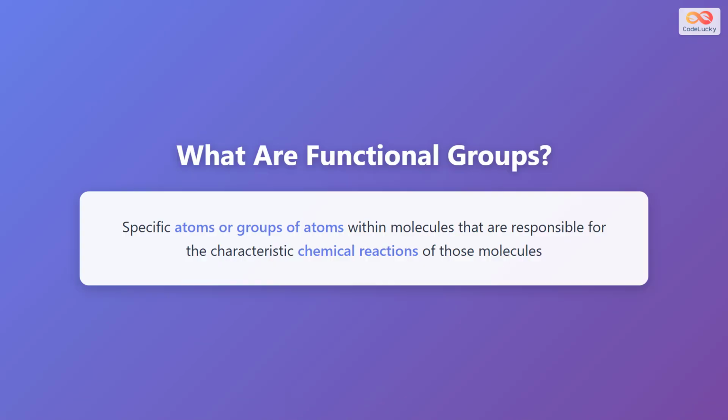A functional group is a specific atom or group of atoms within a molecule that is responsible for the characteristic chemical reactions of that molecule. While most organic molecules have a carbon skeleton that is relatively stable and unreactive, the functional groups attached to this skeleton are what make chemistry happen. They determine how a molecule will interact with other substances.